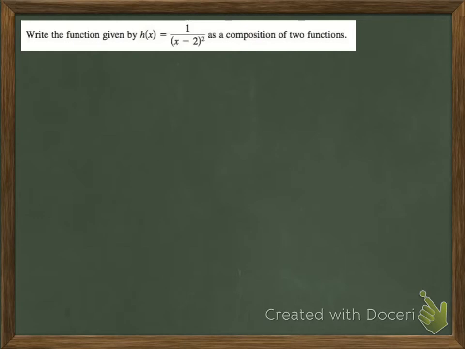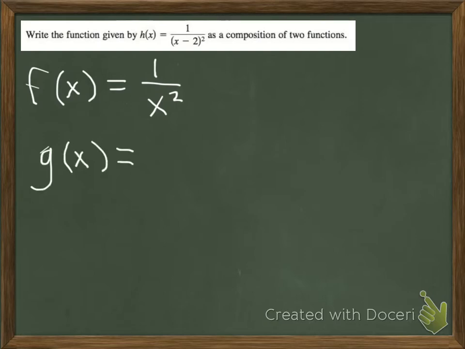So the way we do this, or the way I want you guys to think about this, is just like in the previous section when we would talk about parent functions. Think of a parent function for h of x here. Call that parent function f of x. So if I have to think of a parent function for 1 over x minus 2 squared, I would probably say that it's 1 over x squared. Okay, so if that's f of x, think of a function that we could plug into x that would give us h of x. So in this case that would be x minus 2.